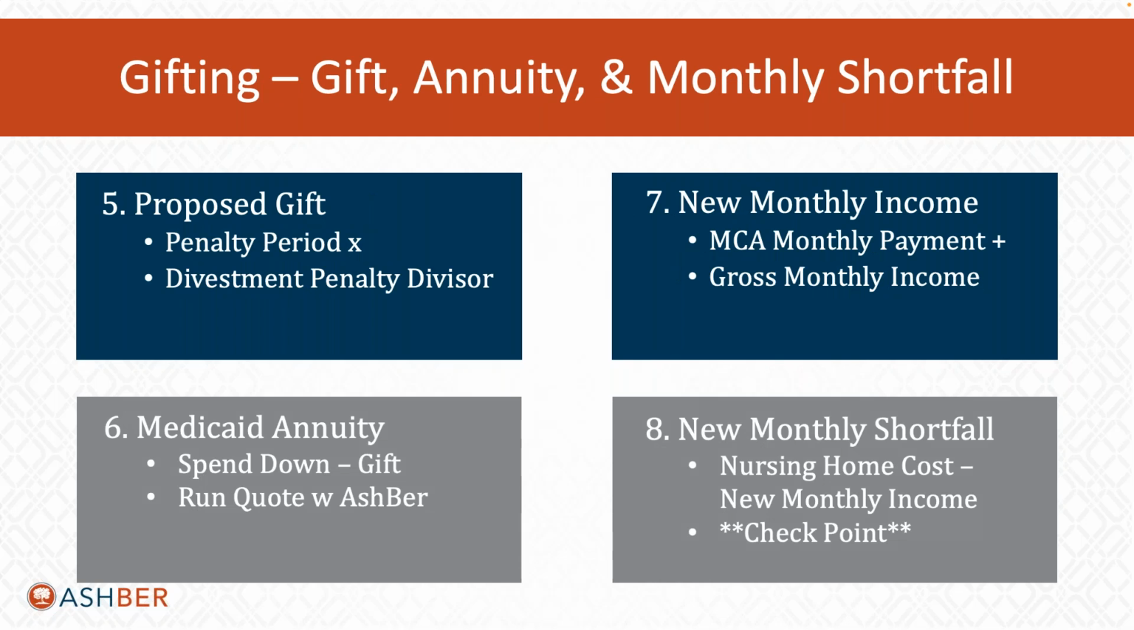Step 5, once we establish the appropriate penalty period for your client's particular case, is to calculate the gift amount. The gift amount is simply taking the penalty period and multiplying it by the state penalty divisor. The penalty period is a variable consistent with the number of months in which someone is ineligible for Medicaid. So if you get a penalty period of 5, that's assumed to be 5 months, because the divestment penalty divisor is a monthly figure as well. Sometimes it's a daily figure, but for our calculations we typically convert that into a monthly figure and then calculate our proposal from there.